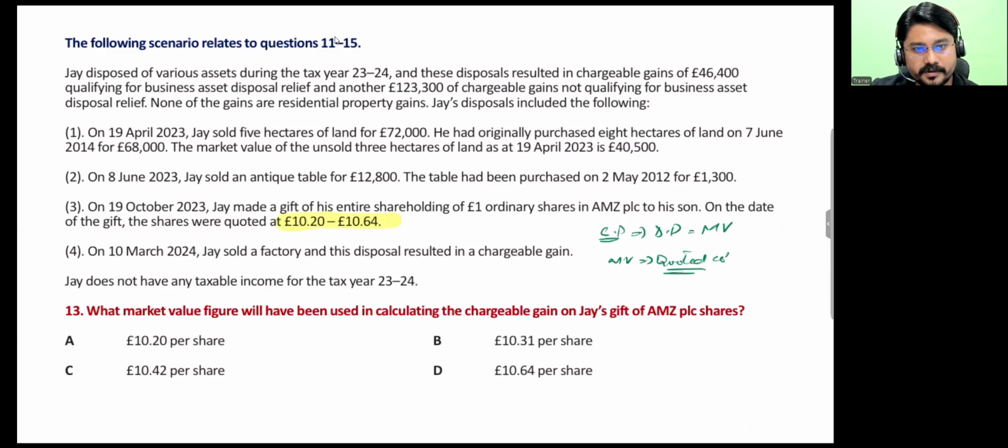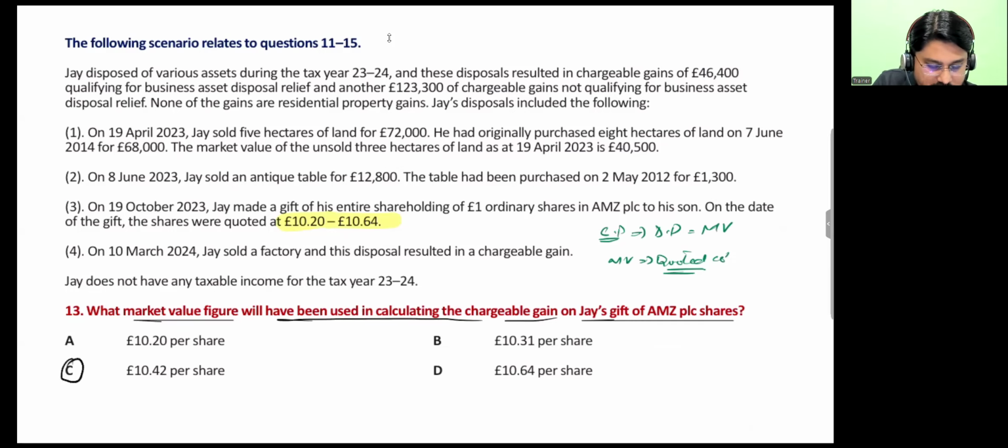Very right. Very good. You guys are really fantastic. Have already solved the question. What market value figure will have been used in calculating the chargeable gain on Jay's gift of AMZ PLC shares to his connected person? Yes, true. The correct answer is option C.